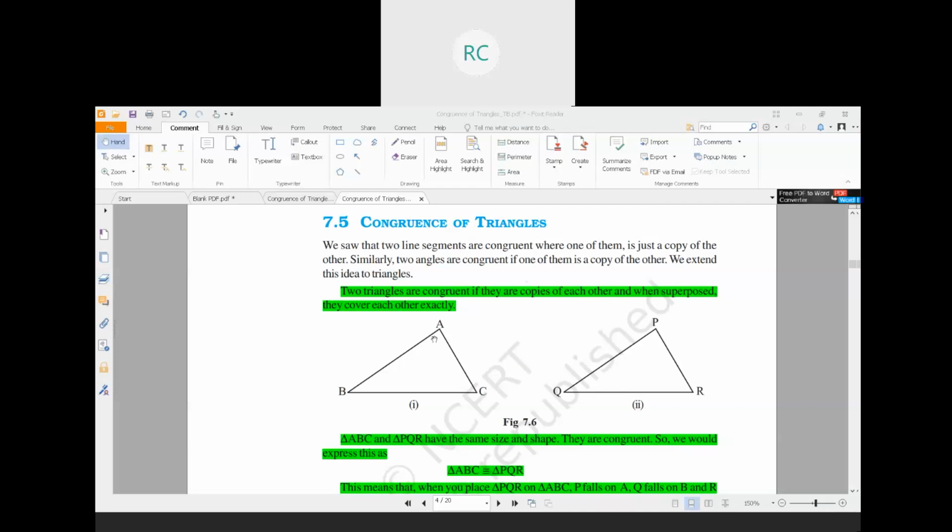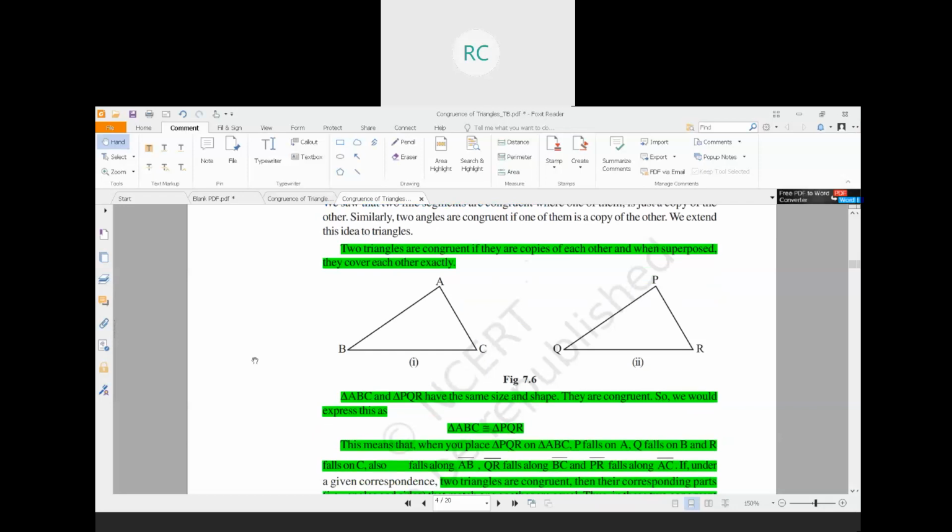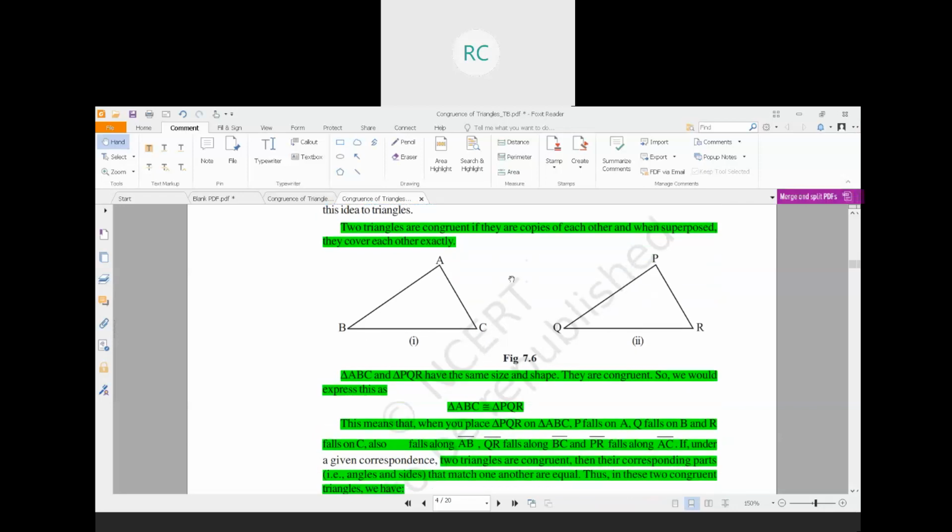And why do they do so? Because their measurements are same. And why the measurements are same? Because they are copy of each other. Simple. So we can say here that look at these two figures ABC and PQR. This triangle ABC and PQR, they have same size and shape. So naturally they are congruent.